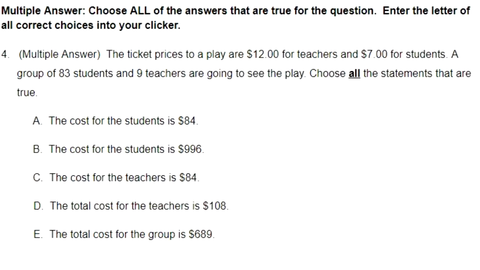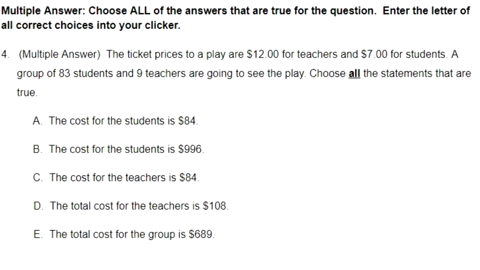Number 4 is a multiple answer question. What that means is there's going to be more than one correct answer, multiple answers. We want to find all of the correct answers. Okay, in doing so, we're going to find out that some of the options that are given to us are not correct. Let's read the question and get into it. The ticket prices to a play are $12 for teachers and $7 for students. A group of 83 students and 9 teachers are going to see the play. Choose all the statements that are true.